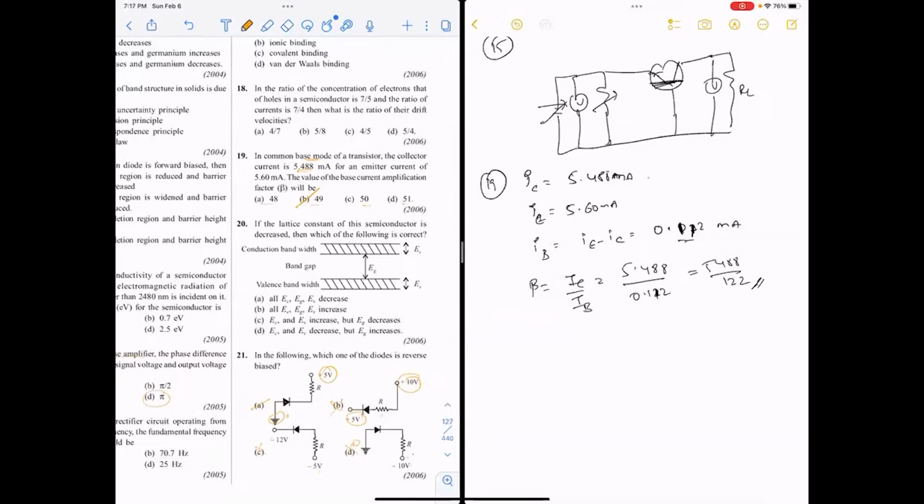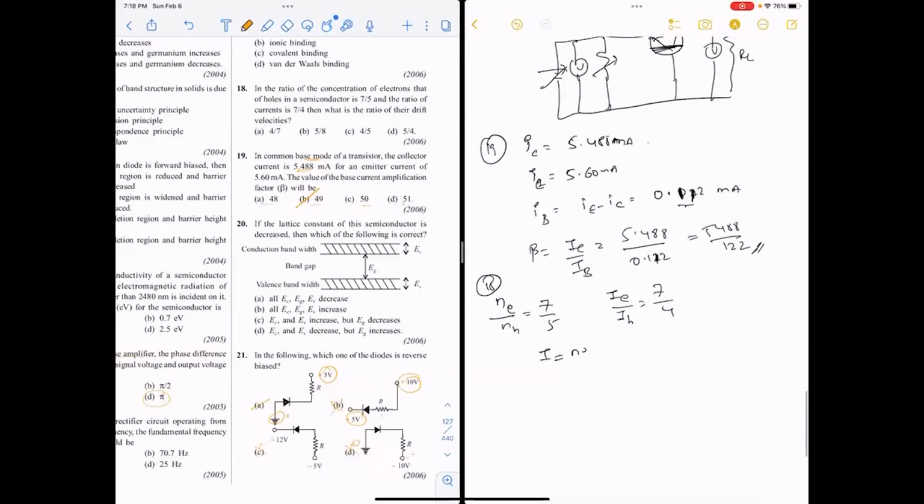Next one, let us do 18th. If the ratio of number of electrons to number of holes is 7/5, and the ratio of currents I of electrons by I of holes is 7/4, then what is the ratio of the drift velocity? This is a formula based question, guys. I is equal to N E A VD, where A is the area, E is the charge, N is the number density, VD is the drift velocity. So I of electron by I of holes is N of electron by N of holes. E gets cancelled, A gets cancelled, times V drift of electron by V drift of hole. Am I right? So if we substitute 7/4 equal to 7/5 times V drift of electron by V drift of hole, VDE by VDH is equal to 5/4. Able to understand? Remember this formula and solve.